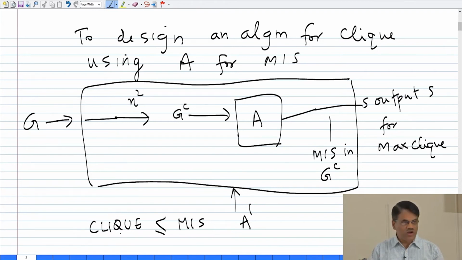Now, notice that the converse also is true here, right, because if I have an algorithm for the click problem, you can use it to solve the independent set problem in a very similar way. I take the complement. So, this is also true.